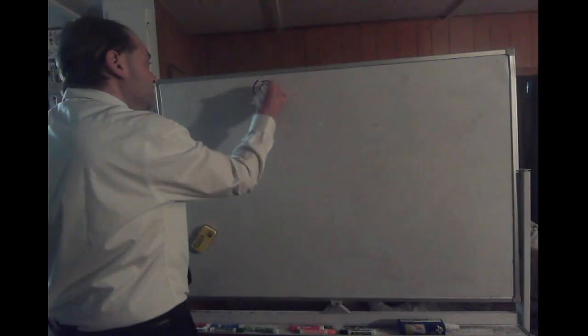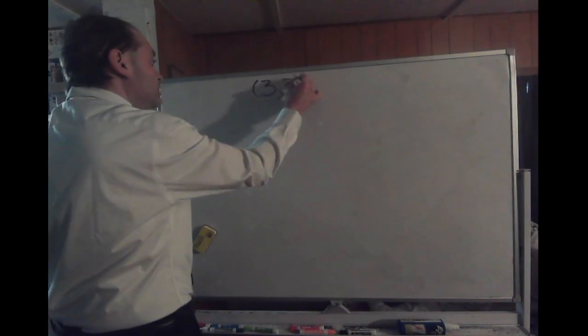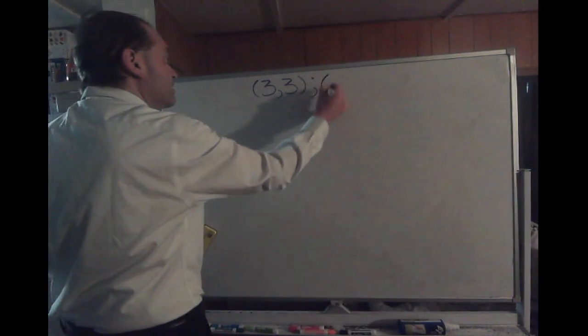Okay, 4 more. What about the slope of the line between 3, 3 and then 3, 7?